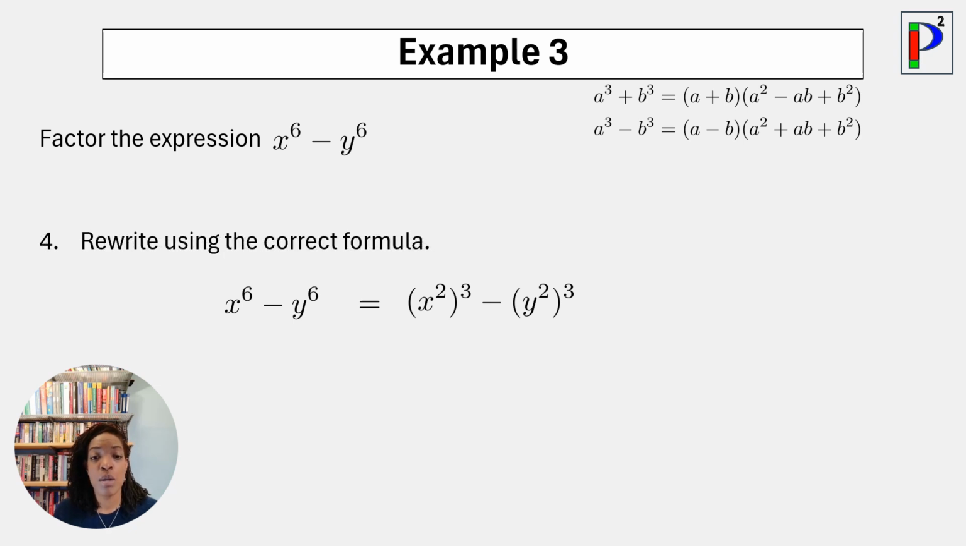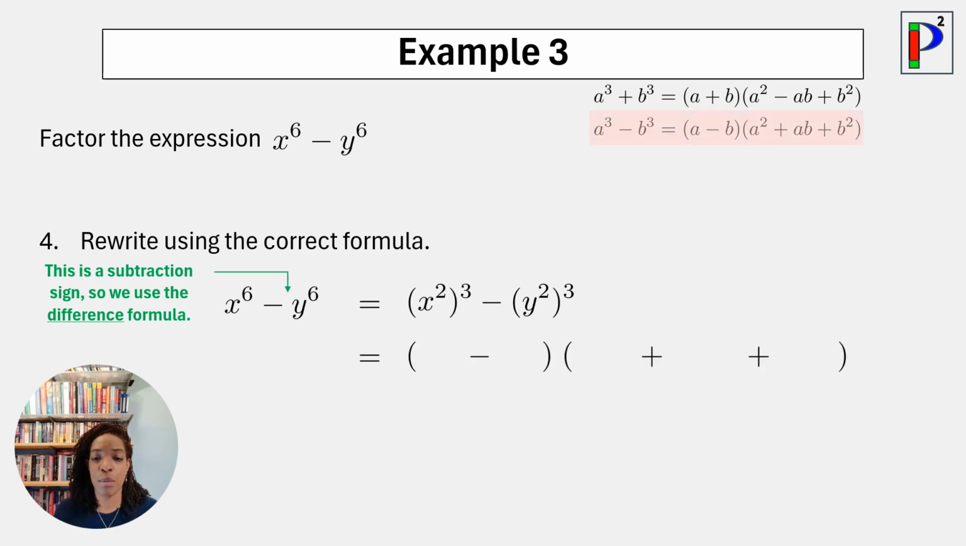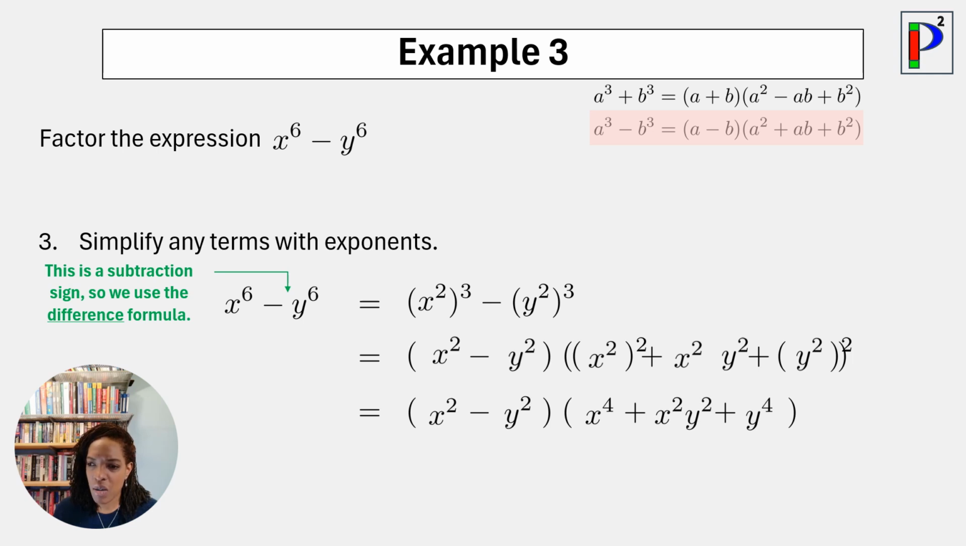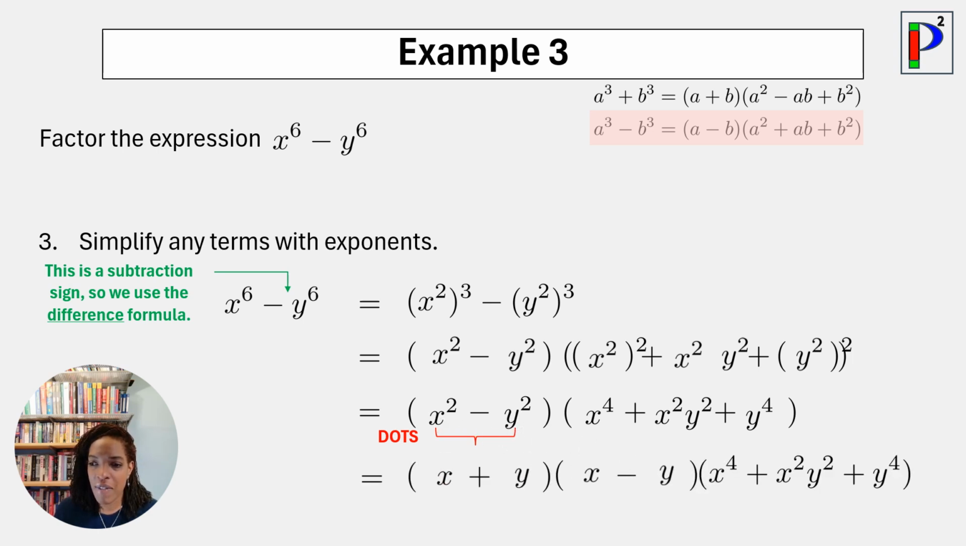Now I need to choose my formula. I have a subtraction sign, so I'm going to use my difference formula. Now all I need to do is drop my terms in. X squared, then y squared, then x squared squared, then x squared y squared, and then y squared squared. But I noticed something here. Simplify any terms with exponents. Okay, I did that. But look at my first set. X squared minus y squared, dots. So I'm going to make a little space, and then I'm going to factor those two, and I'm finished.